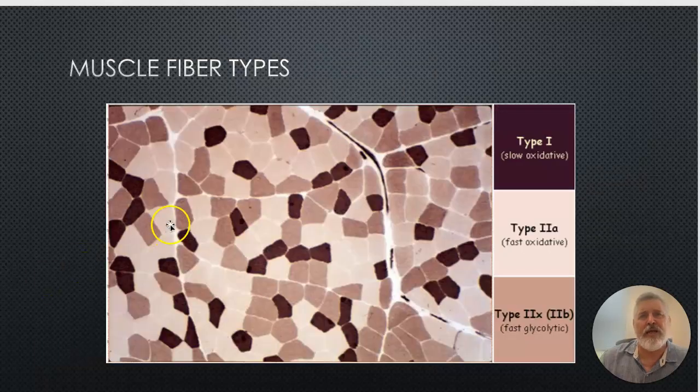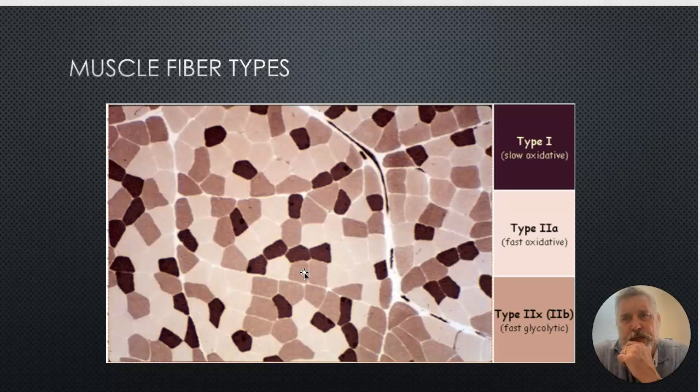Here's a stain showing those in a typical muscle. You have type 1 darker, type 2A fast oxidative, and type 2X or type 2B fast glycolytic. Our muscles are composed of all three types of muscle fibers. This is determined genetically, which is why you have some people that are prone to be very fast or prone to be very aerobic. Most of us are somewhere in the middle.